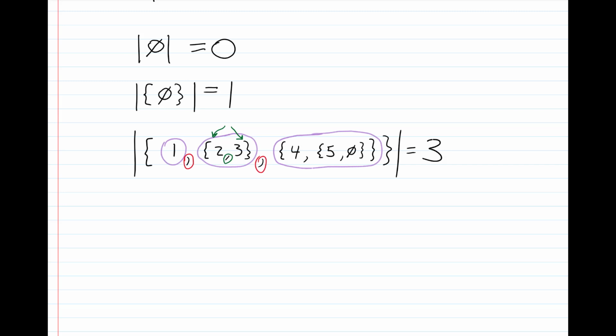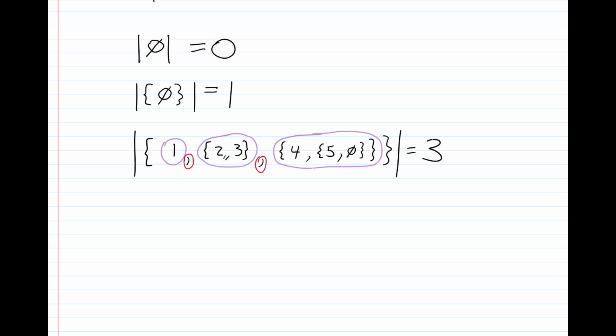Same thing here. I wouldn't count this comma because it belongs inside of these brackets, so that's for that smaller set. And I wouldn't count this comma because that is for this set. The only commas for the big set are the ones I circled in red. And there's 2 of them. 2 commas means 3 elements. Okay?